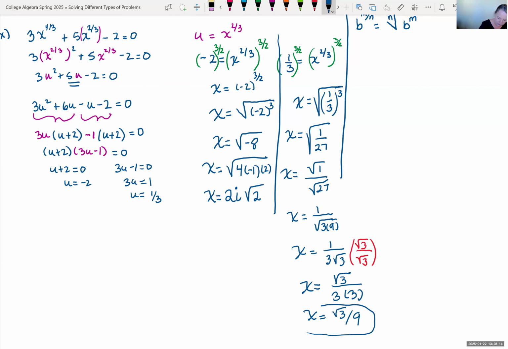Okay, so we have two solutions. Only one of them is real and one is a complex number.